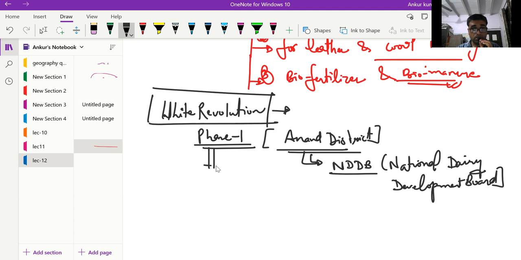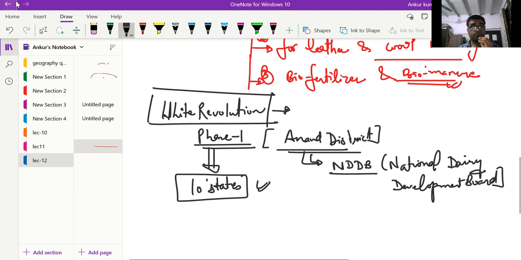So in the first phase, the target was to include 10 states under the program. It started with Anand district, then it included other districts like Kheda and the districts along the Sabarmati River. So this was the first phase.